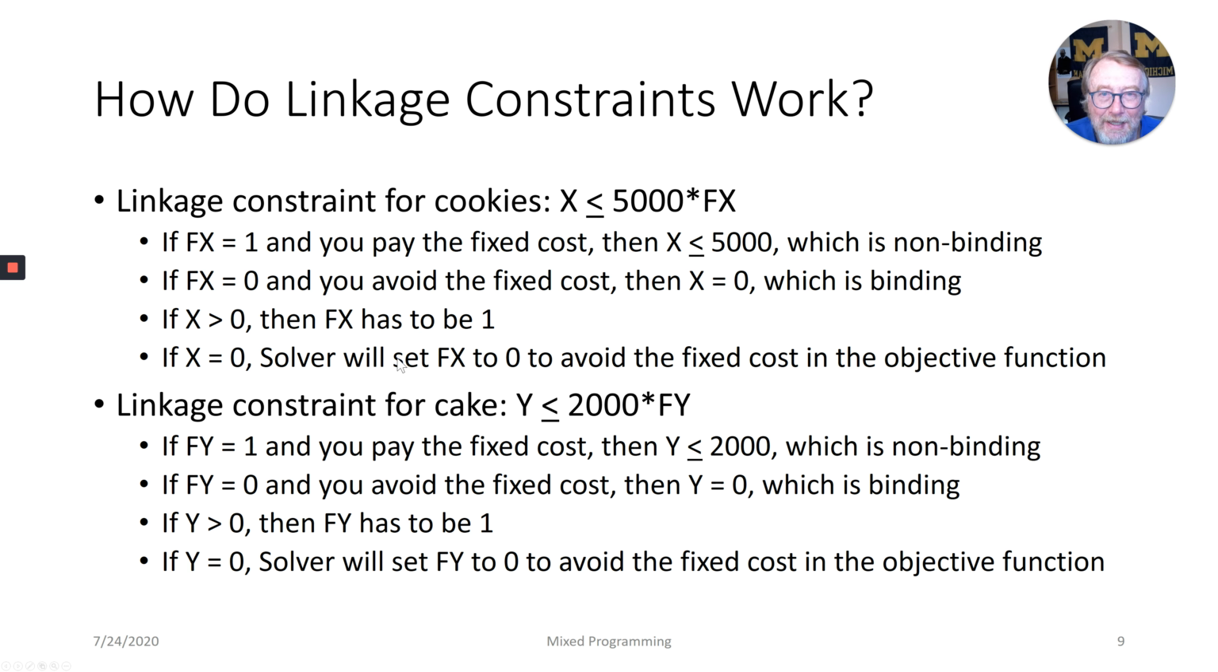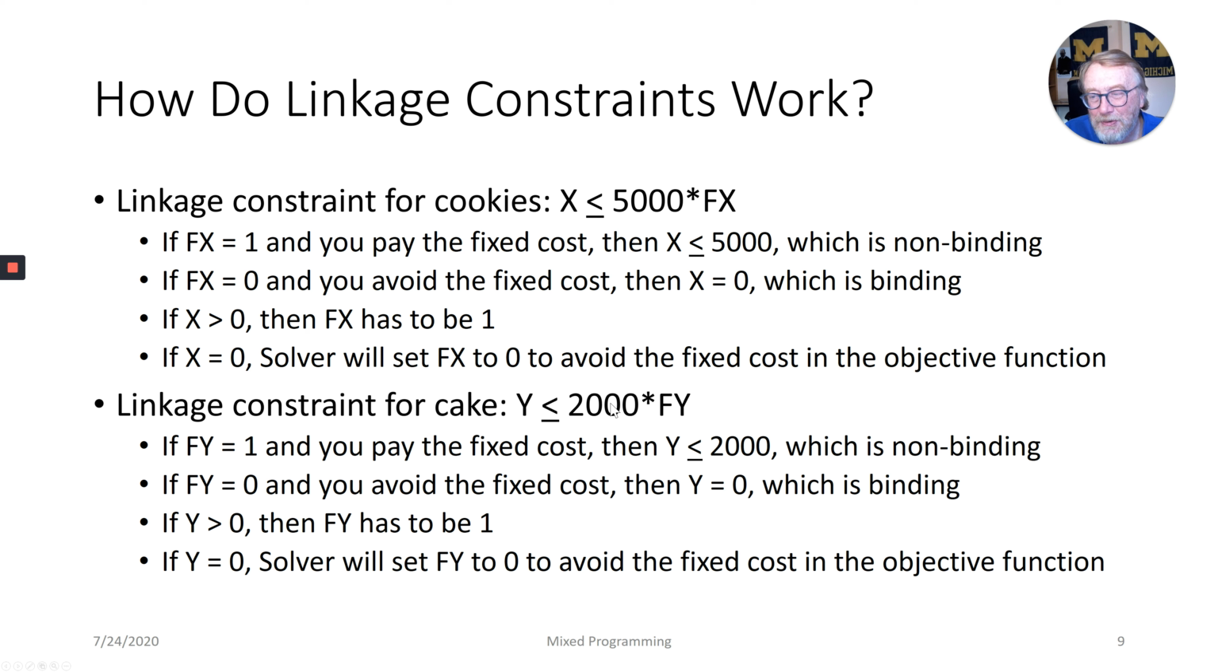It's trying to maximize profits. We're not making any cookies. There's no benefit to pay for setup costs for cookies, and so f of x will be equal to 0. So it figures this stuff out, right? And same thing for the linkage constraint for cake.